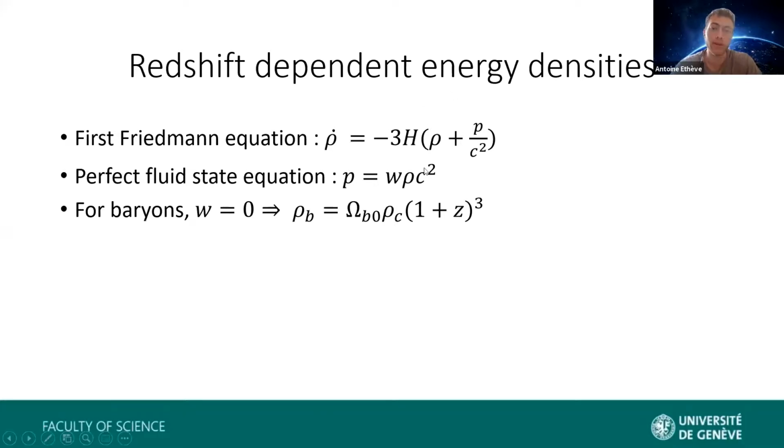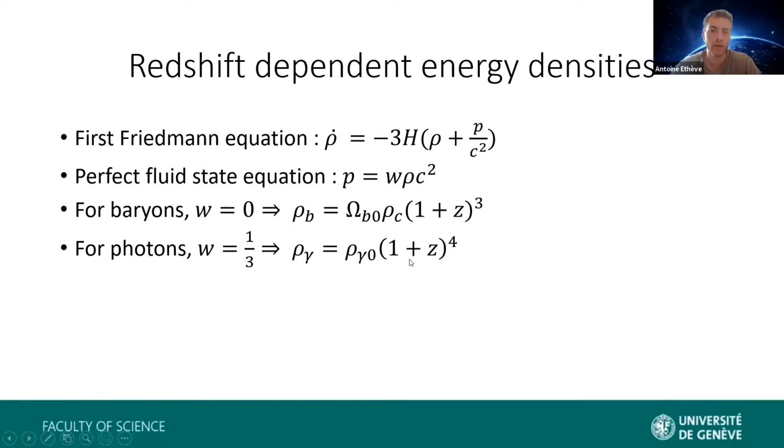And we can solve analytically the equation to get that the baryon density is equal to its value today times (1 + z) to the power of 3. For photons, w is equal to 1/3, and we have a similar expression. So the density is equal to its value today times (1 + z) to the power of 4. And the last density we're interested in is the dark energy density, which is constant and equal to its value today.